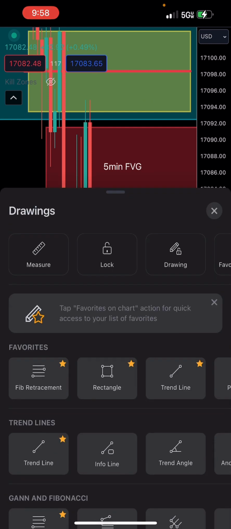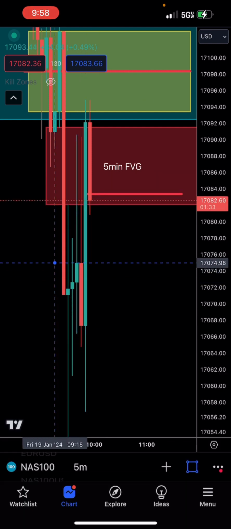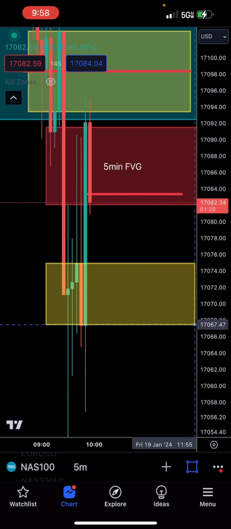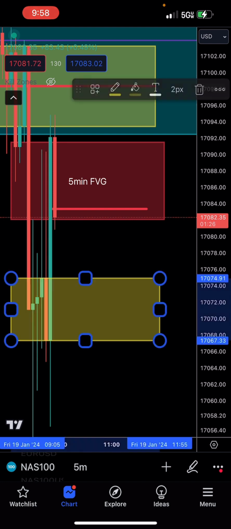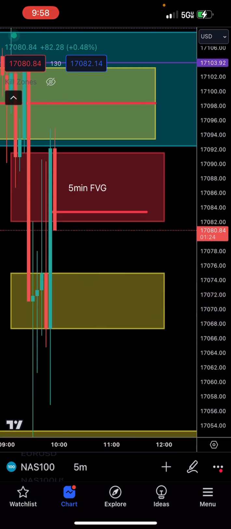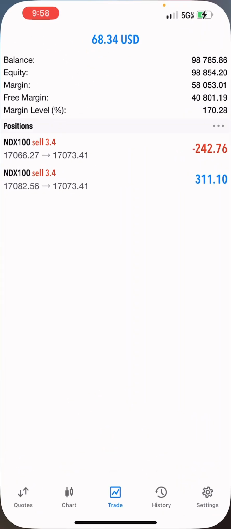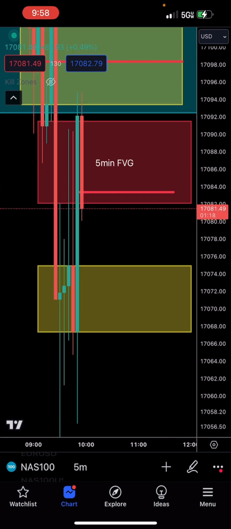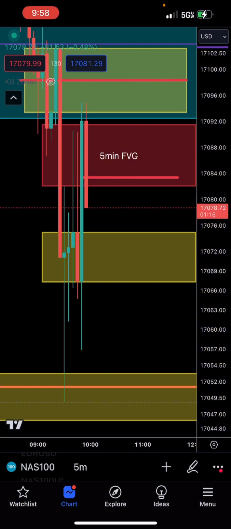And another way to know if we're on the right side, there's an order block right here. I want to see it get through that too. So let's see. Right now, we're only up $100 or so. I want to see it pound through all of this stuff right here.